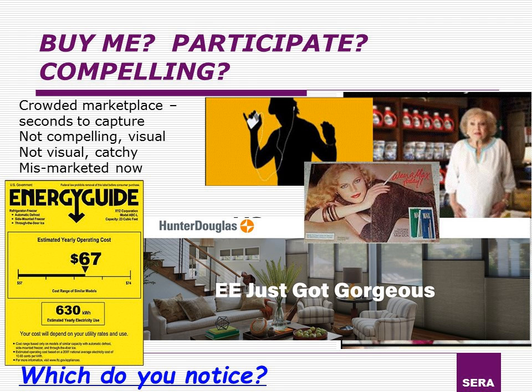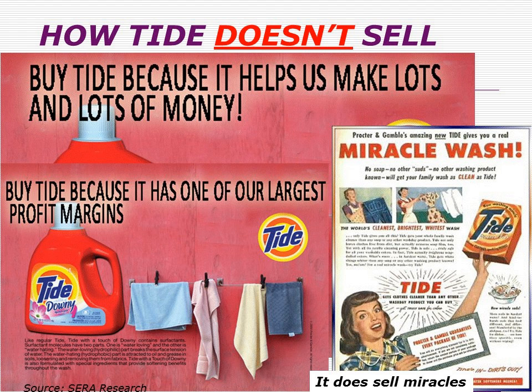NEBs have been used in marketing applications, partly because, gosh, selling on an energy guide is pretty hard. Selling on things like "energy just got gorgeous," or other things, makes it much easier. We don't see Tide selling by saying buy Tide because it makes us lots of money, or buy Tide because it's our highest profit item. We need to stop selling energy efficiency.